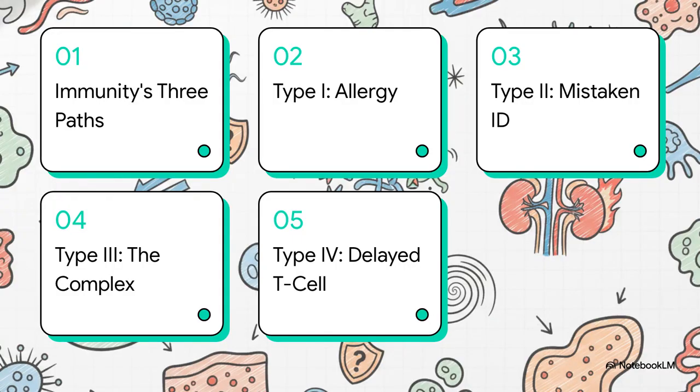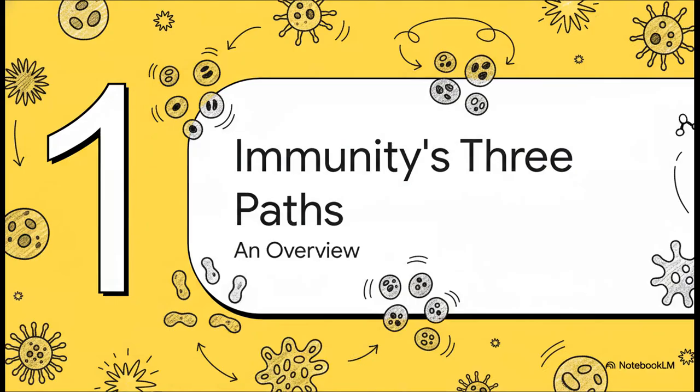So here's our game plan. We're going to visually walk through the four main types of hypersensitivity. We'll map out the step-by-step pathophysiology so you can really see how each one works inside the body. All right, let's start with a quick, high-level look at these four reactions.